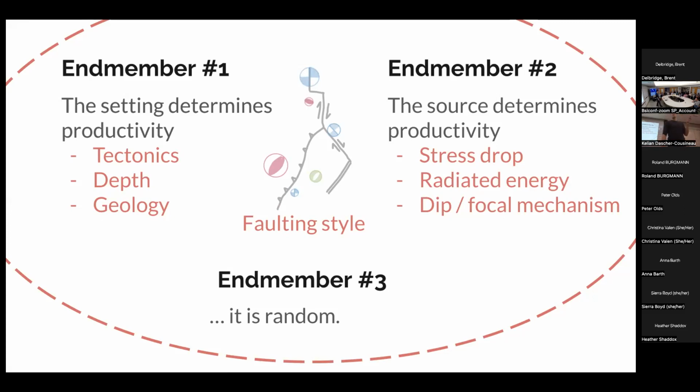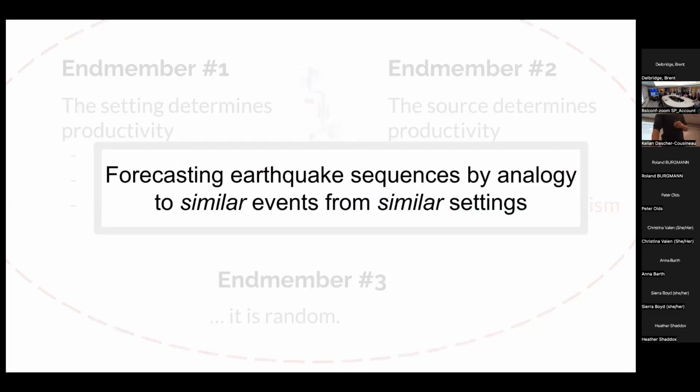Throughout this talk, I'm going to highlight earthquakes by color, by faulting style. This is an effect that's documented in the literature. It's unclear whether it's a setting effect or a source effect. That'll be the coloring for a lot of this talk. So this is the idea that I'm floating: we can forecast earthquake sequences by analogy to similar events from a similar setting instead of just nearby earthquakes.